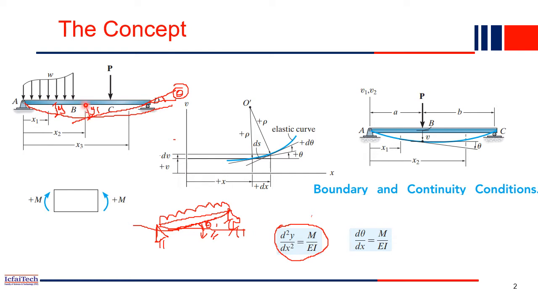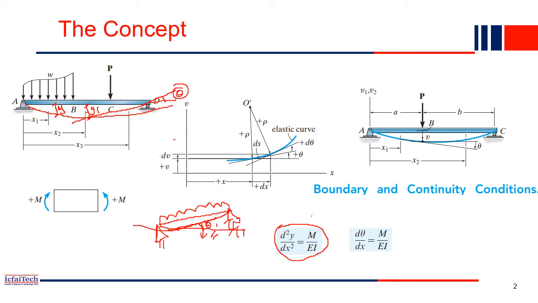Y means deflection, and theta is the slope. Our main objective is to calculate deflection and slope. So y is the deflection. How can you find y from this equation? This is d²y/dx² = M/EI, which we derived in the last class. So from here, how can you find y?